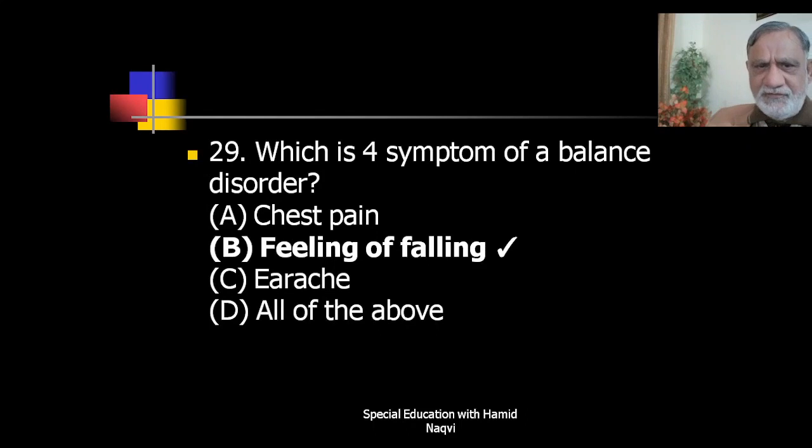Which is a symptom of a balance disorder? Chest pain, feeling of falling, earache, or all of these. Now, this is again from the HIC field. Feeling of falling is the correct one.